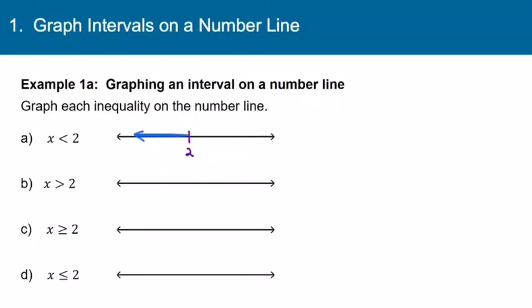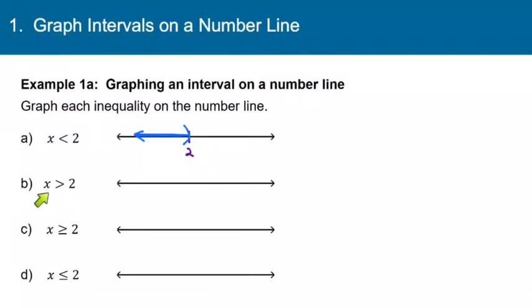So you want to draw an arrow to the left of 2, and you do need to draw an arrow to show that the shading should continue forever in this direction. And now the question you have to ask yourself is, should this 2 be included in the shading or should it not? Well, if you think about what this inequality says, it actually says that we only want to shade the numbers that are less than 2. 2 itself is not less than 2, so we would not want to include the 2 in our solution, and so we'll put a parenthesis right there to show that the 2 is not included.